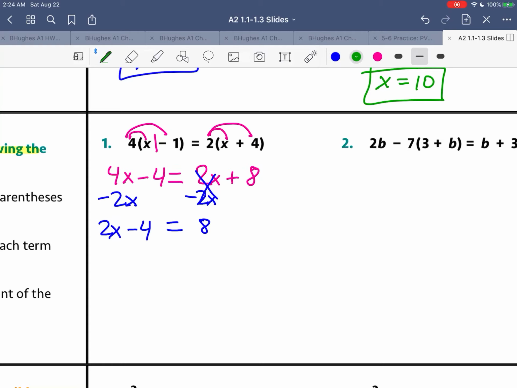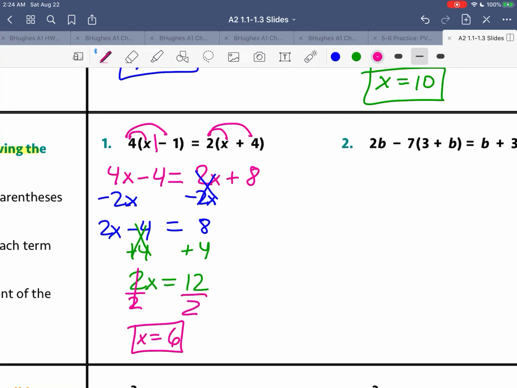So now it's a regular equation, and I do the opposite of the order of operations. So I'm going to cancel the -4 first by adding it, and I get 2x equals 12. And then I cancel the multiplication by dividing. And I get x equals 6 for my answer.